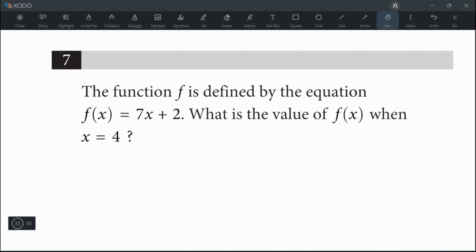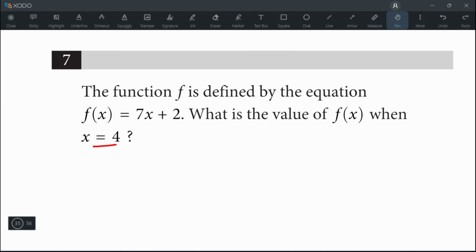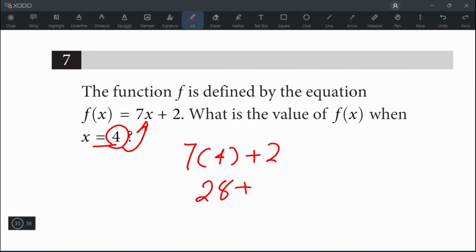The function f is defined by the equation f of x is equal to 7x plus 2. What is the value of f of x when x is equal to 4? So here we are given a value of x, and he wants us to find the value of y. So all we're going to do is plug in the value of x given into the function. So we'll have 7 multiplied by 4 plus 2. 7 multiplied by 4 is equal to 28, plus 2 is equal to 30. So 30 is the answer for this question.